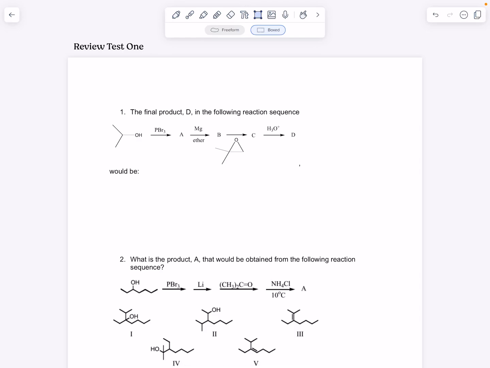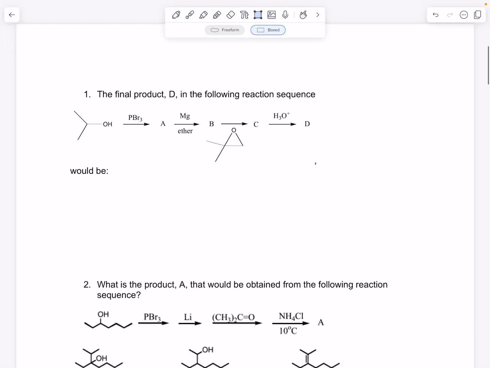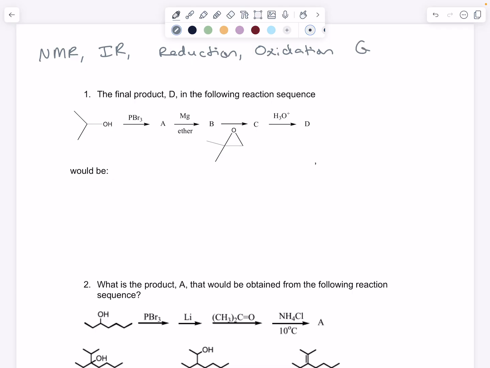I'm going to do a review for the first test in my Organic Chemistry 2 class. So this is mostly going to focus on NMR, IR, reduction, oxidation, and Grignard reactions. And it's only 9 questions, but I tried to make the questions so that they would cover a lot of things that people requested me to review.